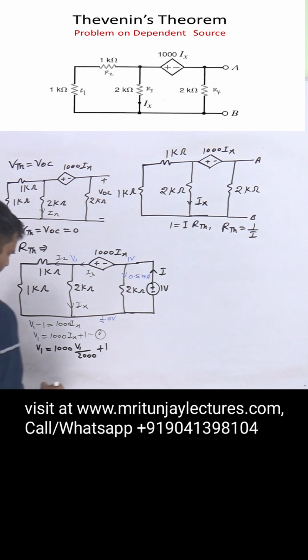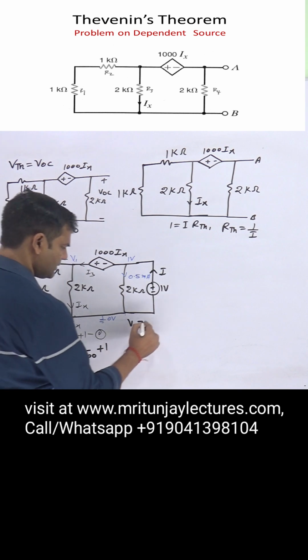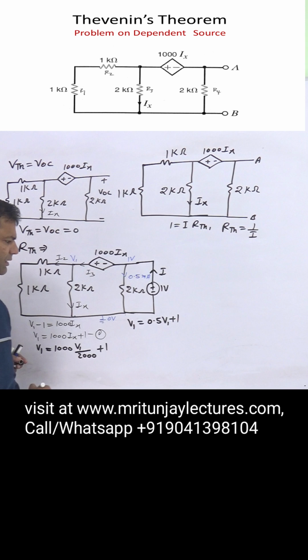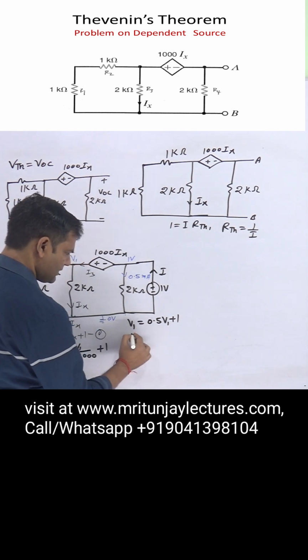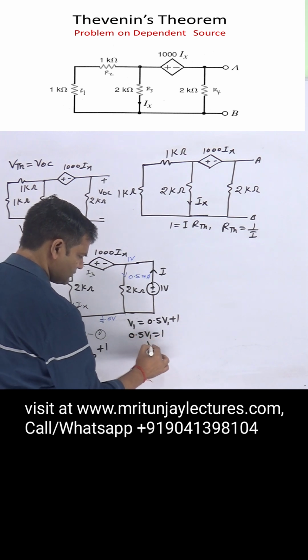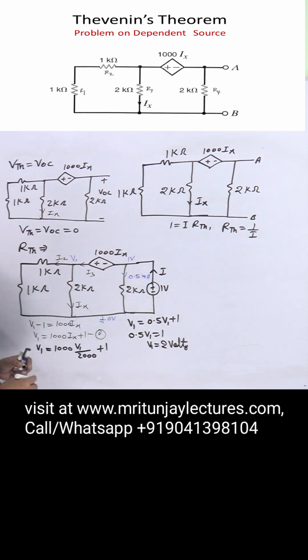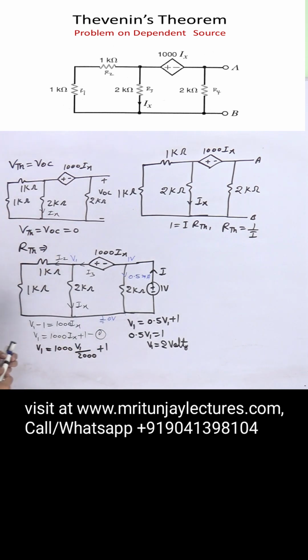So after solving, we got V1 equal to 0.5 V1 plus 1. So V1 by 2 is also written as 0.5 V1, which is equal to 1. So V1 is equal to 2 volt. Clear or not? Finally we got V1 equal to 2 volt.